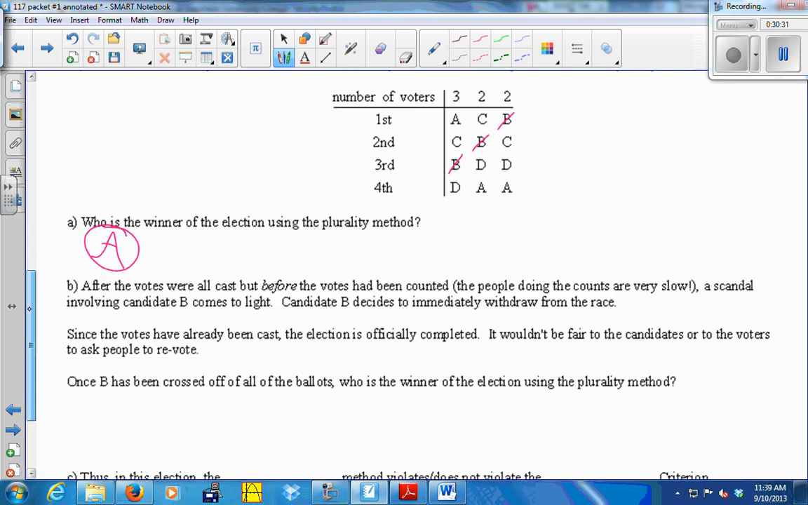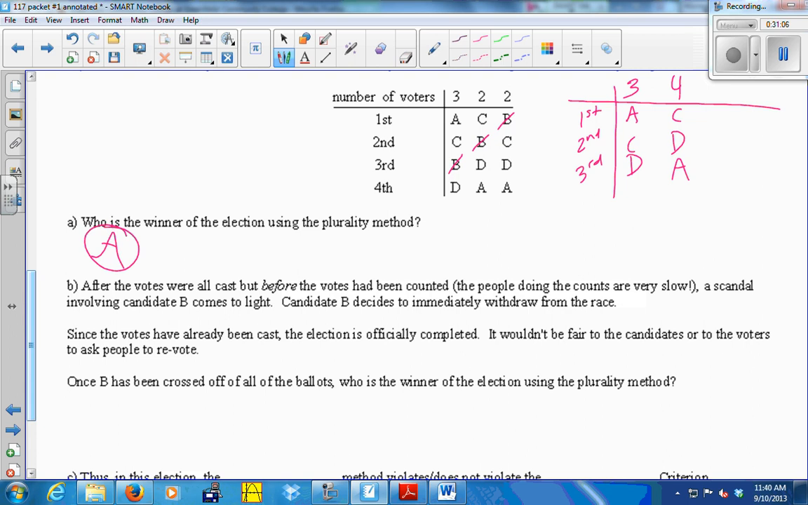And now my new preference schedule would look like this. First, second, third. I would have A, C, D as that first column. Now the B is gone. And then my other two columns are both C, D, A. So I just have C, D, A, 4 of those and 3 of the A, C, Ds, now that B is gone. Now who wins using plurality?